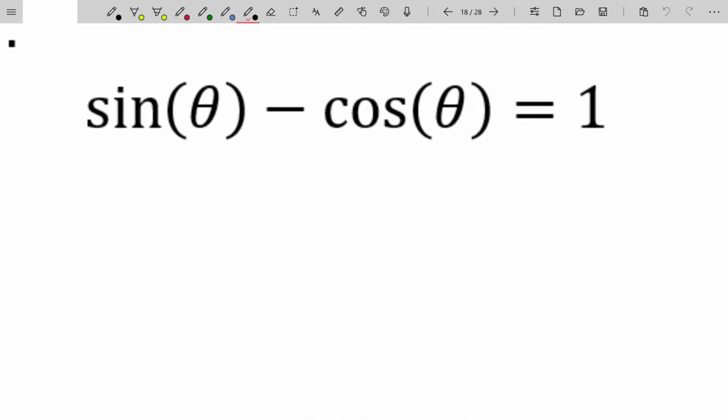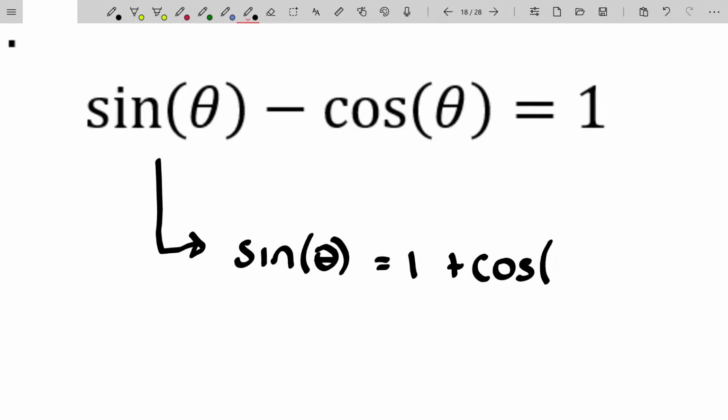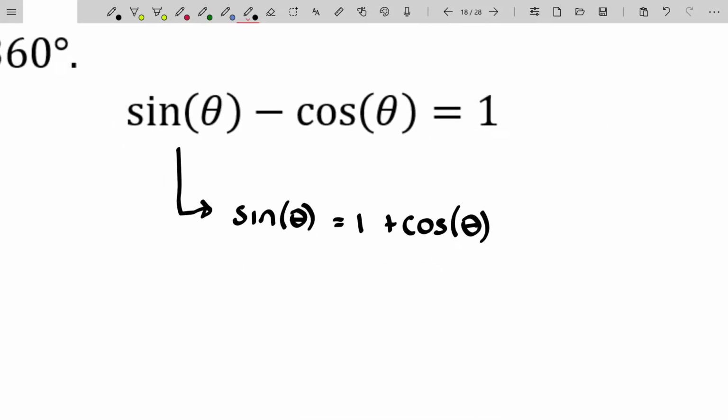So one thing you can do is isolate one of those and square both sides. And that's probably the first way I would teach this. I would say, just isolate the sine. So sine of theta is equal to 1 plus the cosine of theta. And then square both sides. Now remember, when you square both sides of an equation, you are likely introducing extraneous solutions in addition to finding the actual solutions. So you'll have to check your solutions once you square both sides. That's what we're going to do here, though. Take this and square both sides. I get sine squared of theta. Oh, by the way, you might be wondering why I'm squaring both sides.